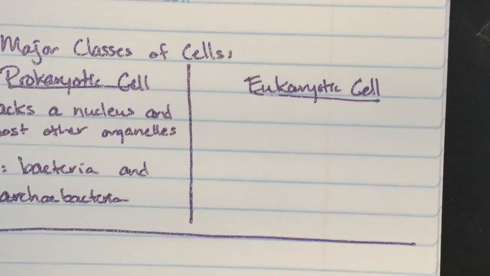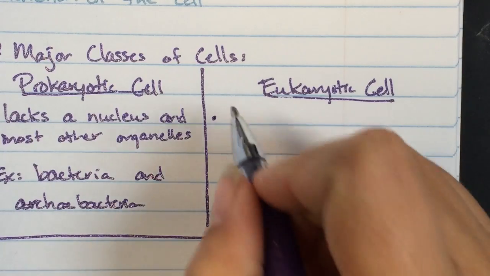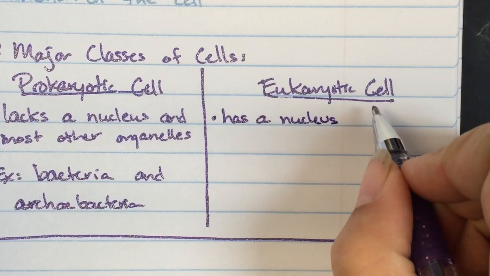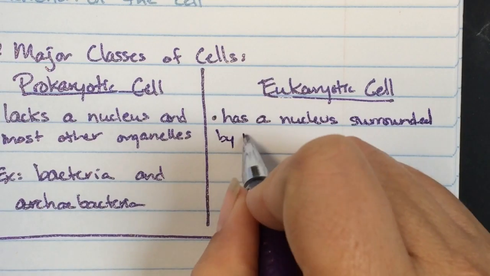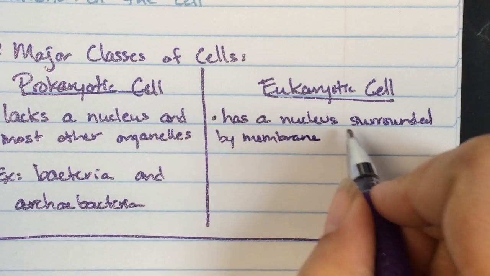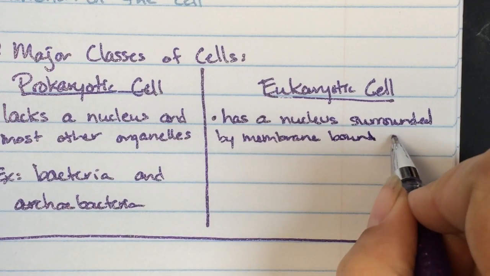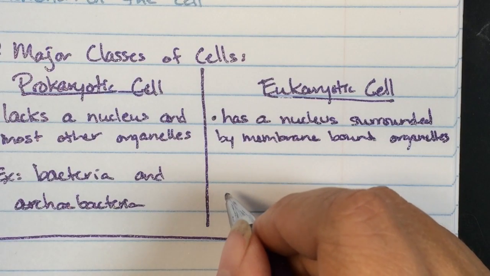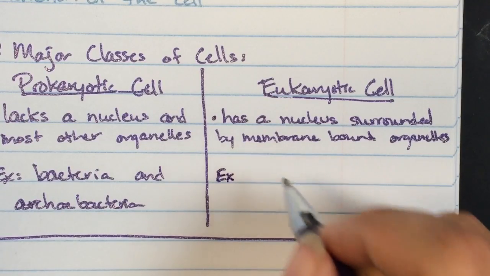The other class is Eukarya, and this is the one we will spend most of our time on because it's the most complicated. So this has a nucleus, and it's surrounded by membrane bound organelles. You have lots and lots of membranes in there. The mitochondria, the chloroplasts, lysosomes, peroxisomes, vacuoles, all those different things. Eukarya is far more complex.